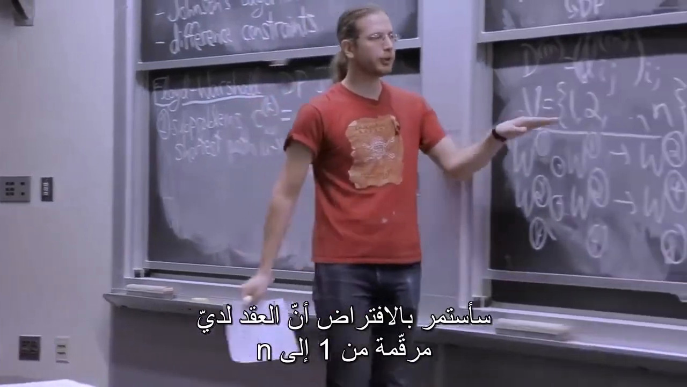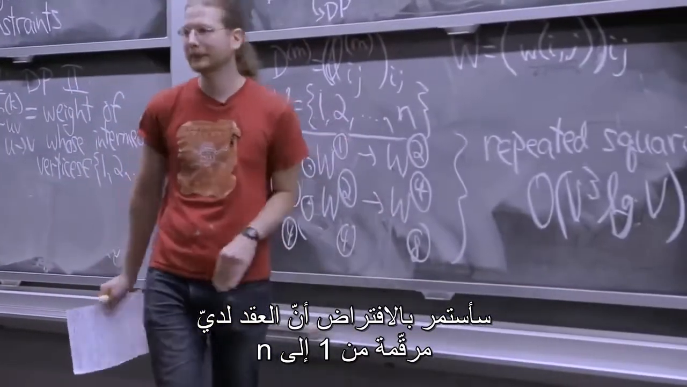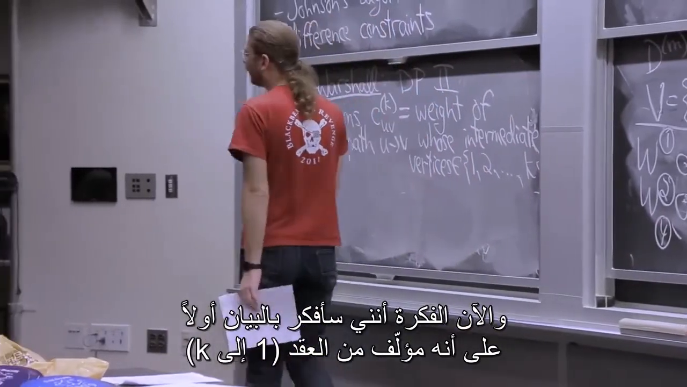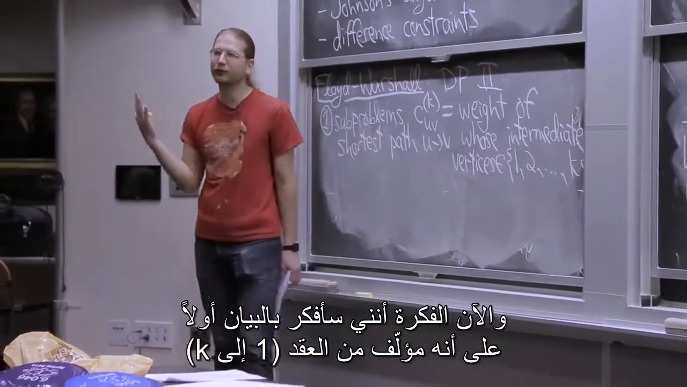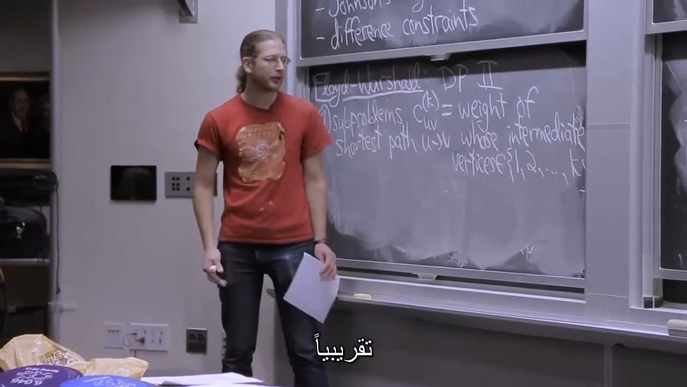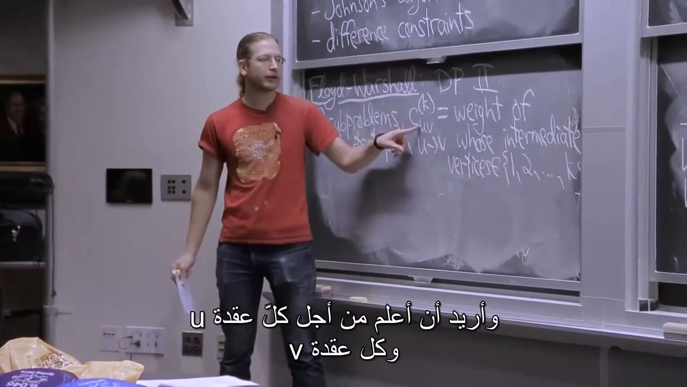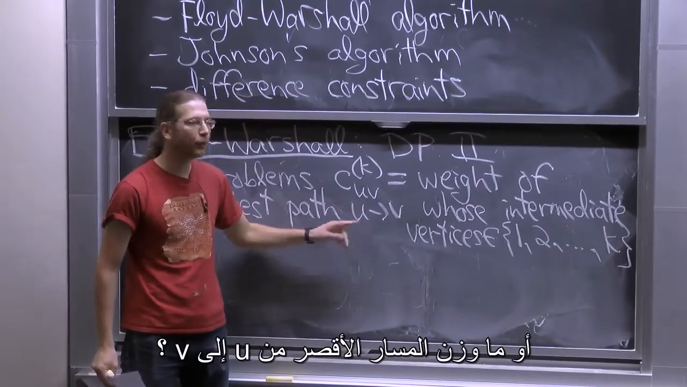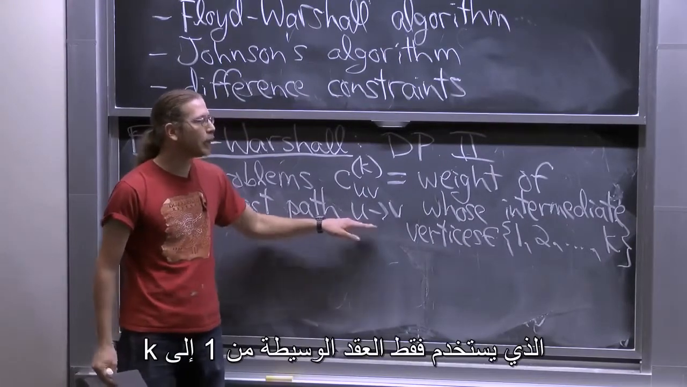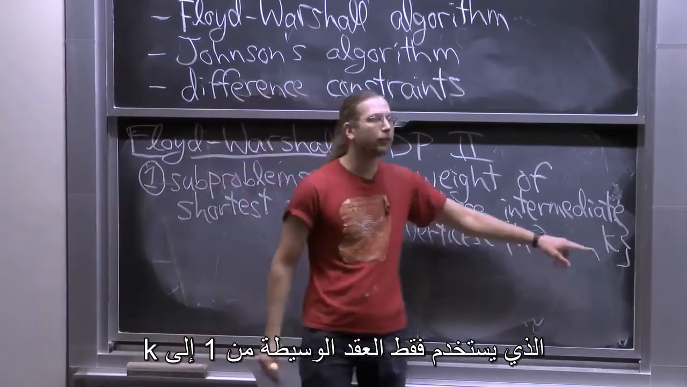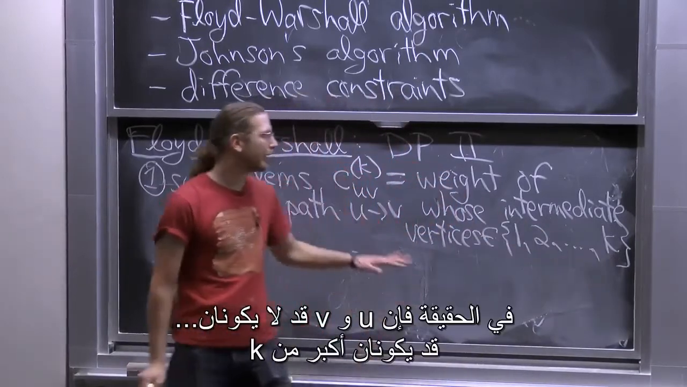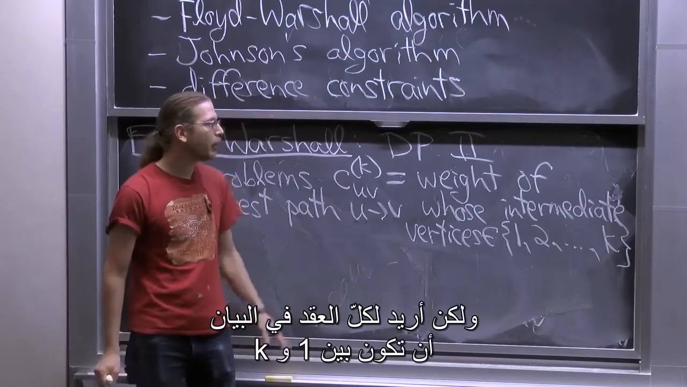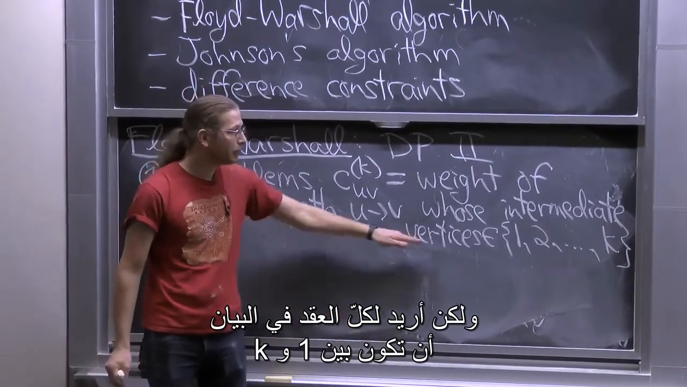I'm still going to assume that my vertices are numbered 1 through n. And now the idea is, first I'm going to think about the graph formed by the vertices 1 through k, roughly. And I want to know for every vertex u and every vertex v, what is the shortest path from u to v, or the weight of the shortest path from u to v, that only uses intermediate vertices from 1 through k. So actually u and v might be larger than k. But I want all the vertices in the path to be 1 through k.